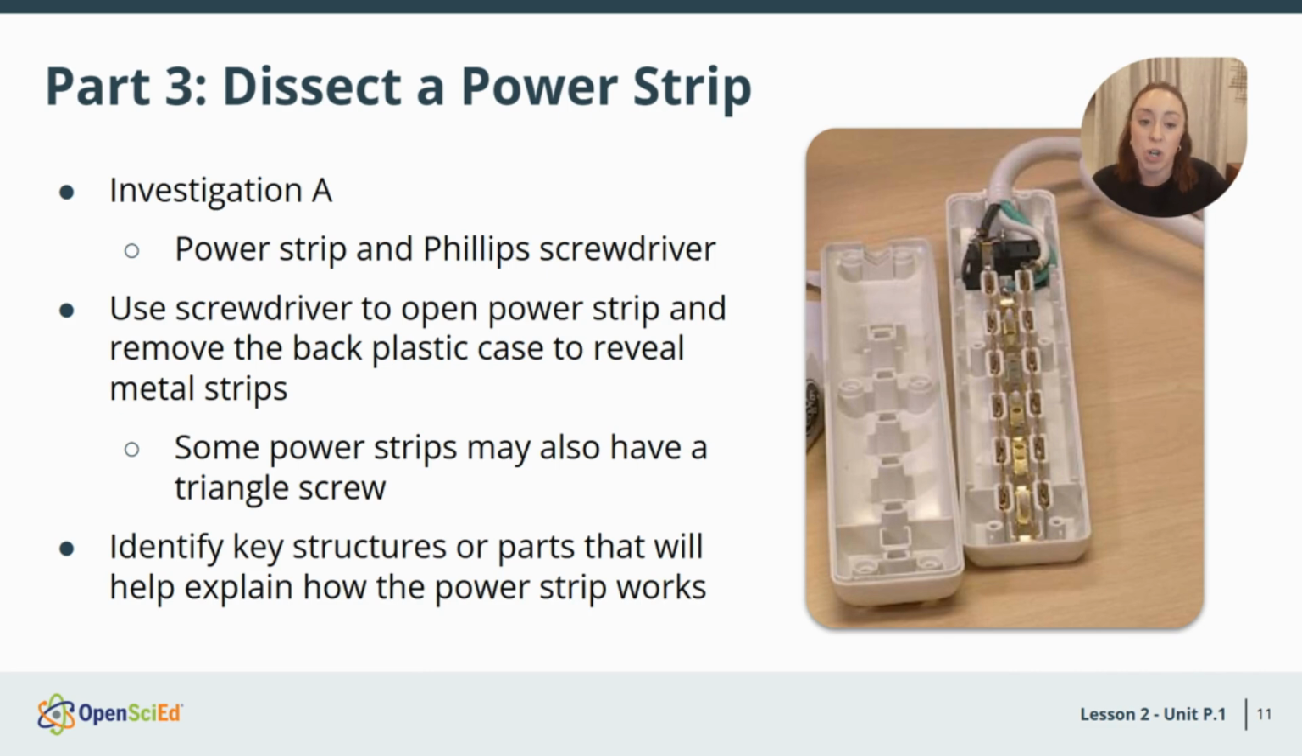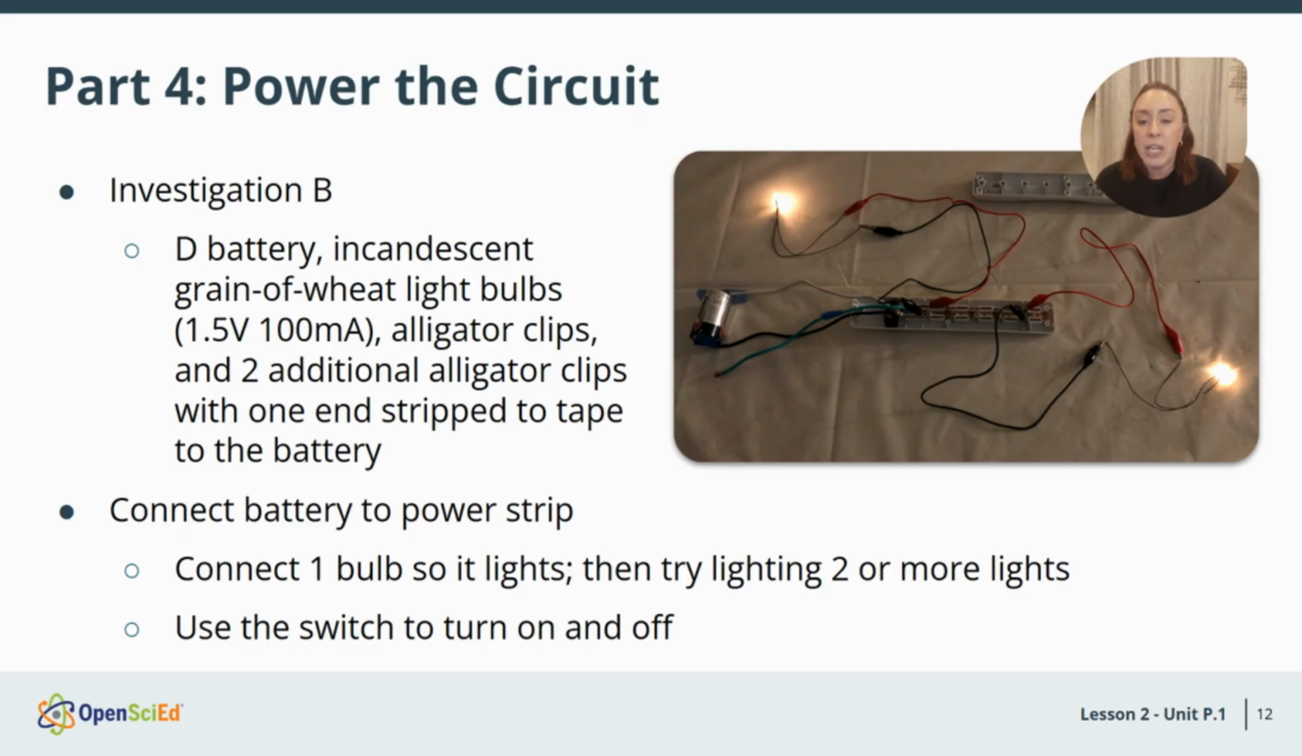Once students get their structure open and they see what's inside, they have a handout where they're writing down key structures or parts that they think are needed to help explain how this power strip works. From here, we've identified structures that we think are important. So now let's see if we can use them to actually light up a light bulb. This is referred to as investigation B in the materials.